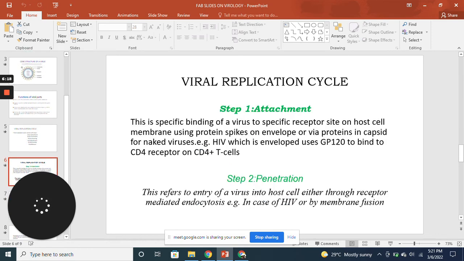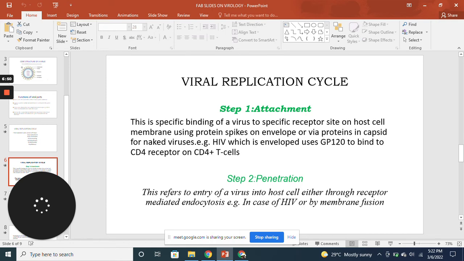The first step, we have said, is attachment. In attachment, this is the specific binding of a virus to a specific receptor site on the host cell membrane using the proteins that we are calling the glycoprotein or the protein spikes. Here, each virus has a specific protein spike that it uses to bind to the host cell.